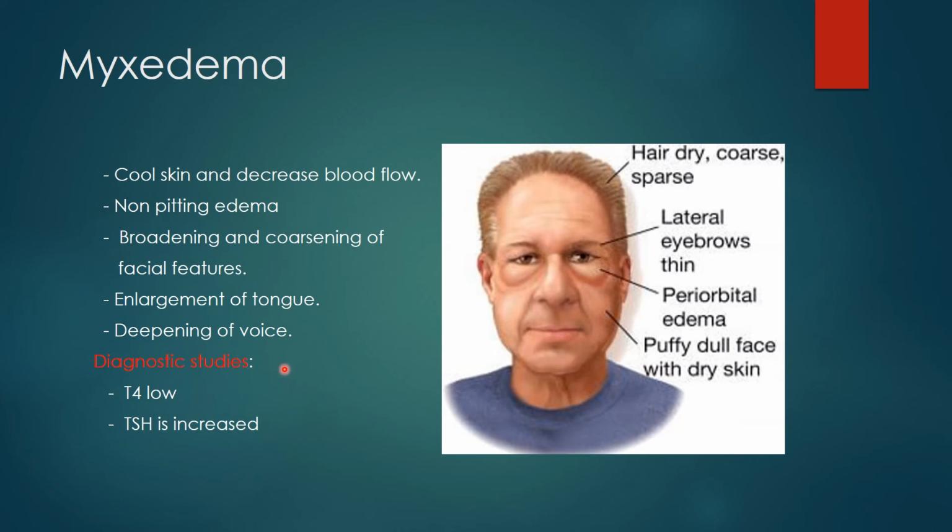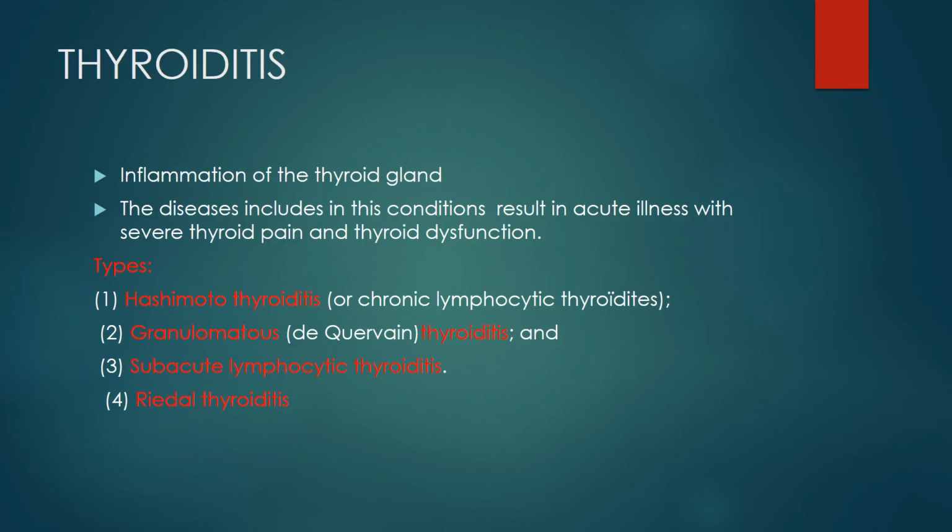How can we diagnose it? As you already know, whenever there is hypothyroidism, the T4 and T3 levels will be low. However, the TSH will be increased because the negative feedback mechanism is reduced. So the hormone level will be low, but the TSH level will be increased.